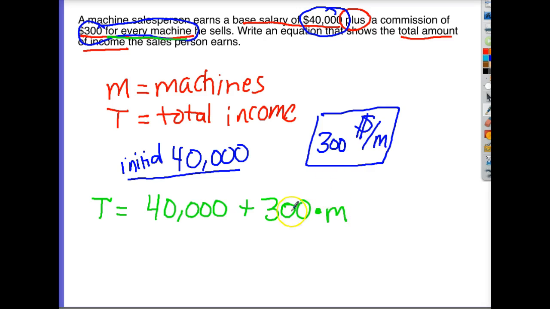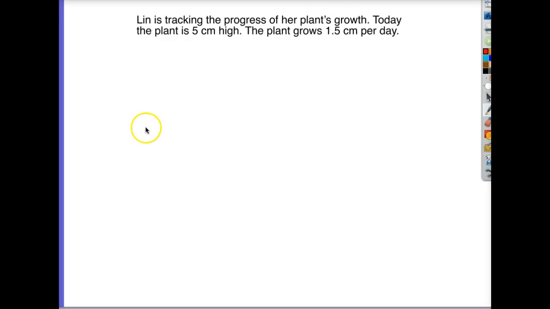If I sell one machine, it's 300. If I sell two machines, it's 2 times 300, which is 600. If I sell 3 machines, it's 900. So that's why I'm multiplying here. And does this make sense? That's the final thing we have to do. Is my total income going to equal what I started with plus 300 for every machine I sell? Yes. So that does make sense. I'm good with that.